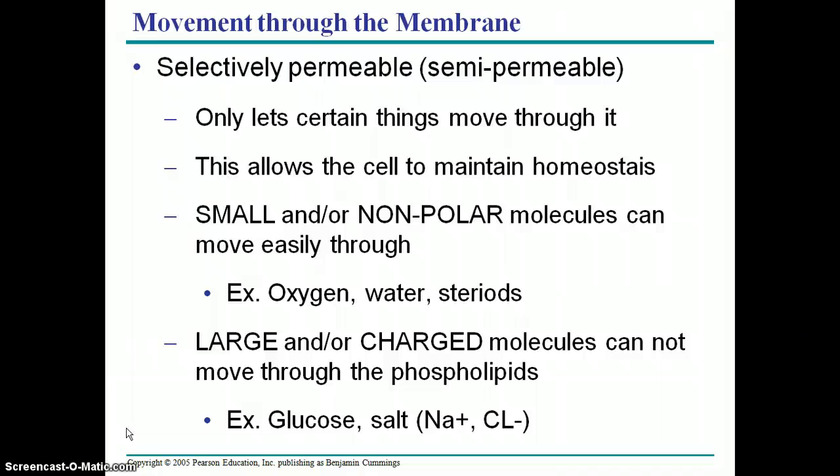Okay, so to be selective, okay, maybe you're selective about what clothes you wear or what food you eat. To be selective means to be picky, so that you're only going to pick certain things. So in this case, the cell membrane is selectively permeable, means it only lets certain things move through it. And this is really important because it allows the cell to maintain homeostasis. Oops, I misspelled.